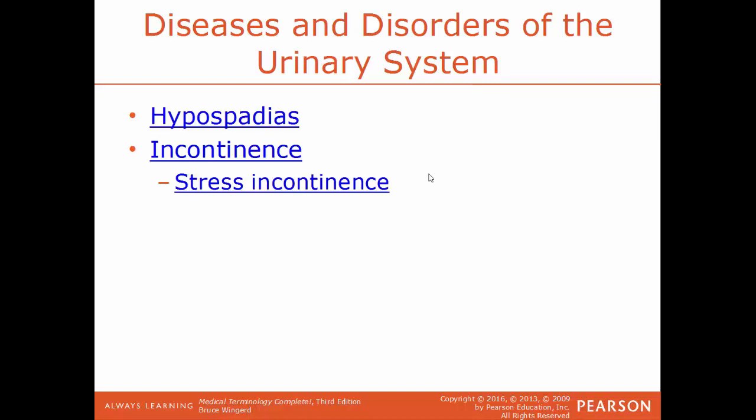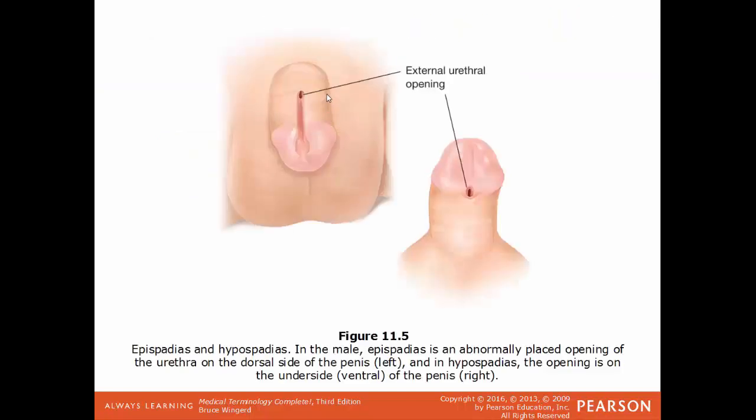Hypospadias, the malformation of the penis where the urethral opening is on the ventral side, or the underside, of the penis. So going back to this image here, the image we already talked about earlier, epispadias. The hypospadias is here. The opening is on the ventral side of the penis.